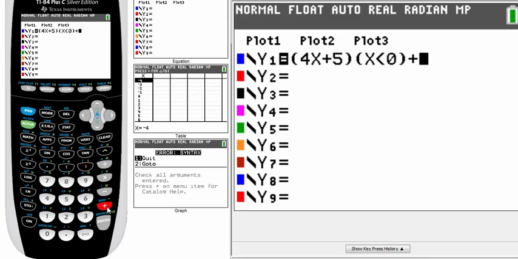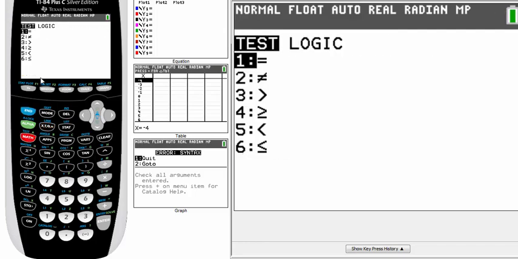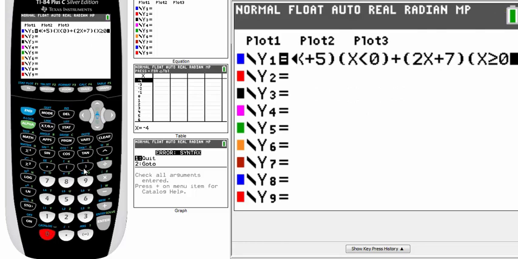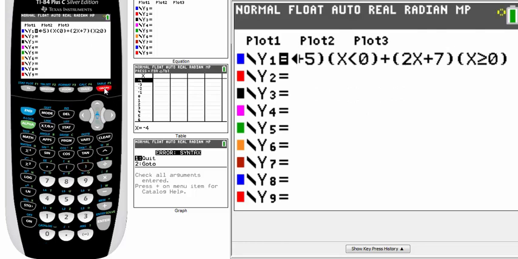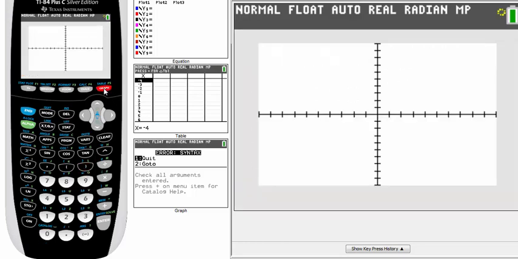And then this is a plus sign, not to mean I'm adding things together, but that I'm adding an entire another piece of the function. So now I'll be adding 2x plus 7, which has to be in parentheses as well, close parentheses, and then I have to say x greater than or equal to 0. So that's under my second test. And then greater than or equal to is number 4, and that's 0, greater than or equal to 0. So let's go ahead and graph this and see what happens.